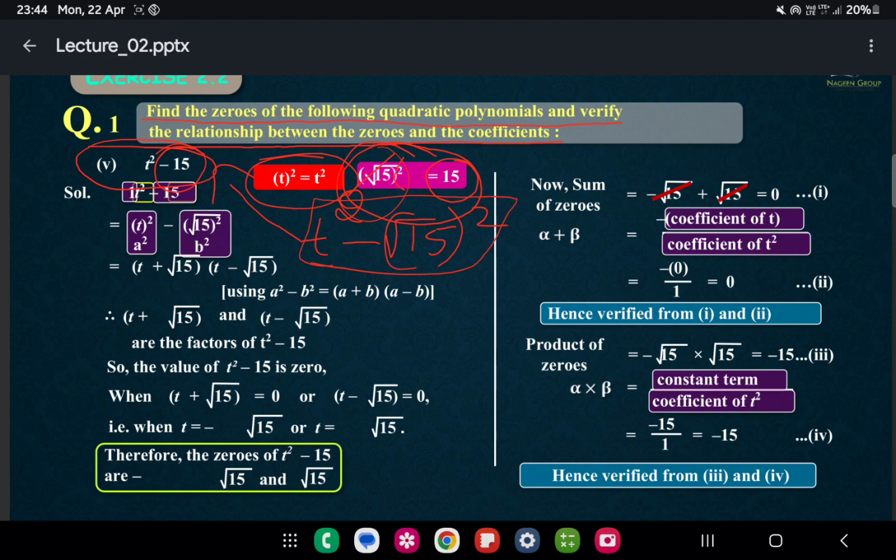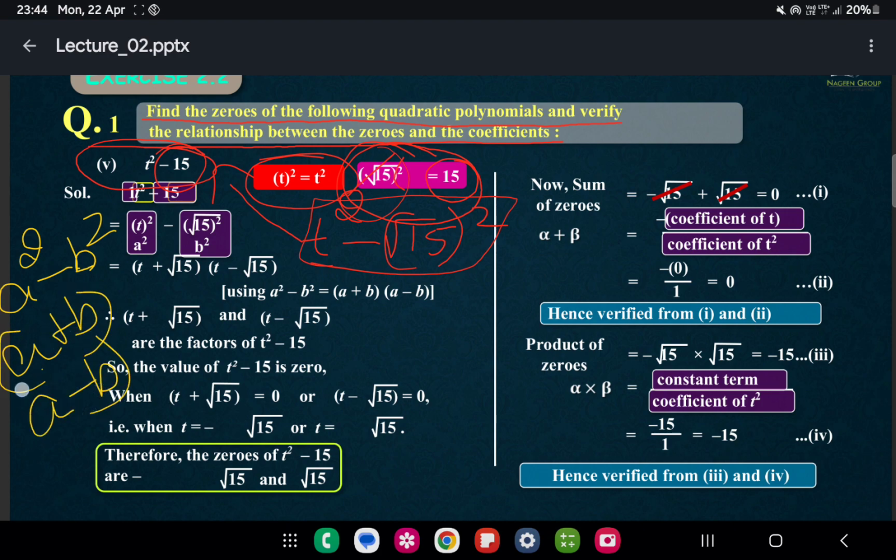Here it is in the form of a square minus b square formula. So a square minus b square is equal to a plus b into a minus b. That has been applied here: t plus root 15, t minus root 15. The formula is given here: a square minus b square is equal to a plus b into a minus b. So we will get t plus root 15 and t minus root 15.